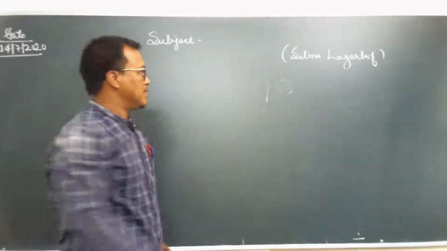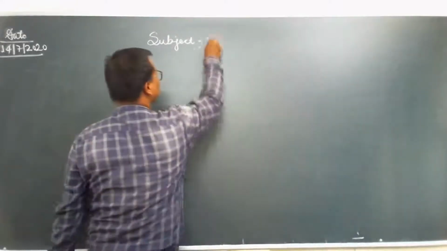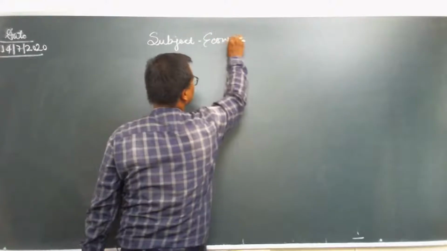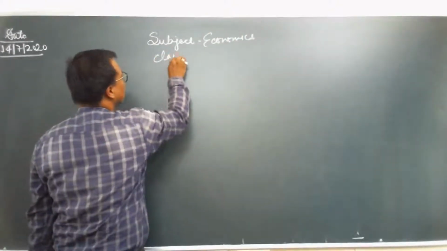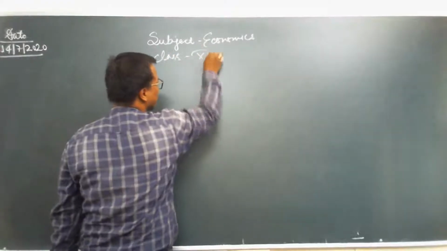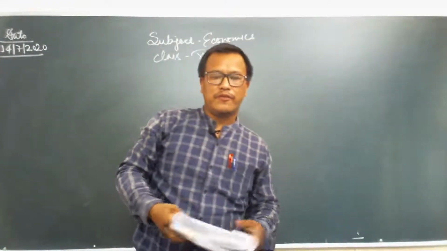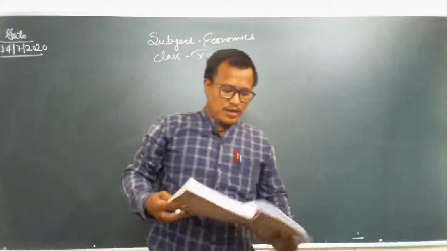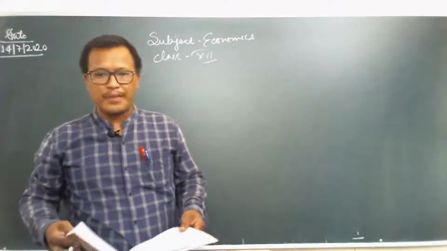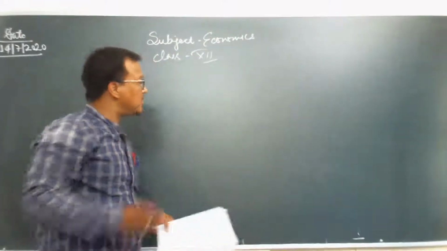And today's subject is economics for class 12. And the chapter continues the methods of calculating national income. In the previous video, we learned about the value added method or product method. The second method is the income method.